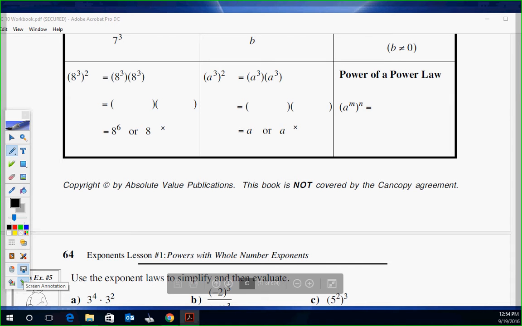So this one is the power to power rule. So the power to power rule, you multiply the exponents. Okay, so the reason being is, as you can see, 8 cubed squared means we have 2 8 cubes, which means we have a total of 6 8s. So 3 times 2. Okay, so same thing here. a to the 6 or a to the 3 times 2. So the rule is simply a to the m n, which means m times n.